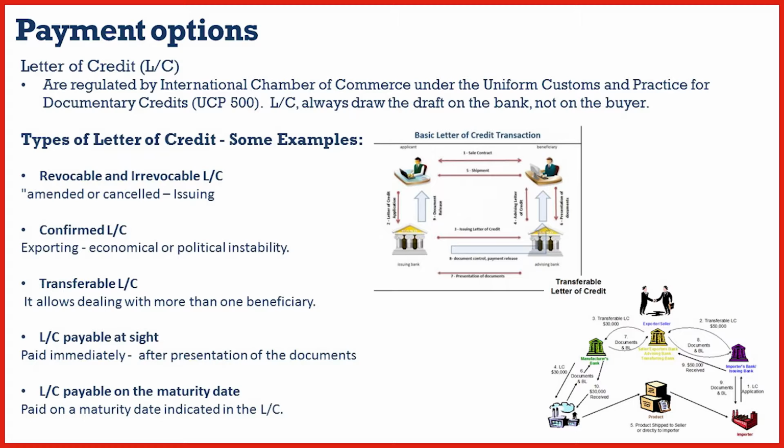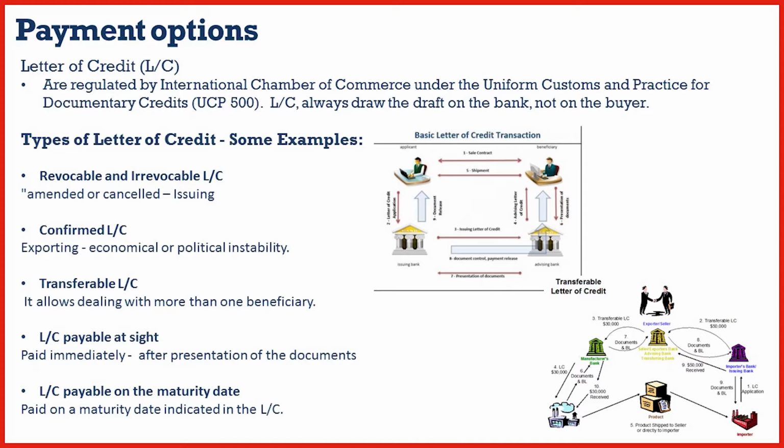Some letters of credit are revocable and some irrevocable. A revocable letter of credit may be amended or cancelled by the issuing bank at any moment and without prior notice. The best advice: never accept this form of letter of credit in your export arrangement. Confirmed letter of credit: use when exporting to a country with economic or political instability. The letter of credit will be confirmed by a first-class bank. Transferable letter of credit: it allows dealing with more than one beneficiary.